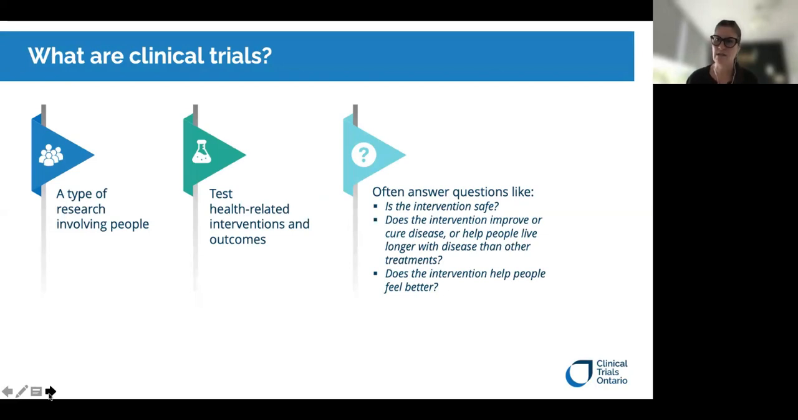Really, intervention, you can just substitute the word treatment there, or therapy, right? We're just looking at different treatments and therapies. And we design clinical trials specifically in different ways to answer questions. So we might be looking at the safety of an intervention. We might be looking at if that therapy improves or cures a disease, or maybe helps people live longer or improves their quality of life. So we can look at different things in trials.